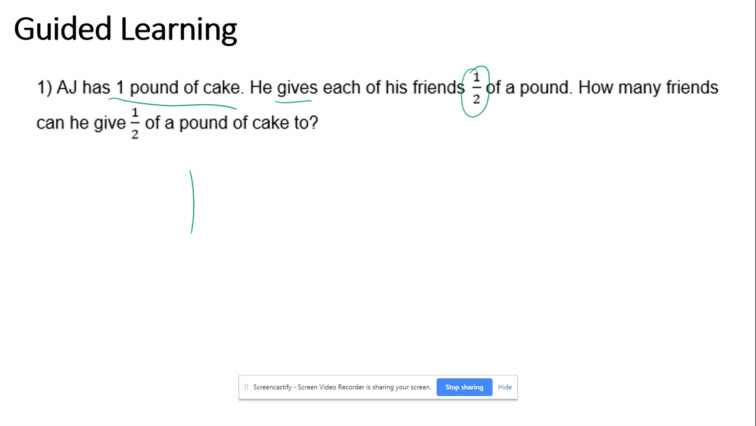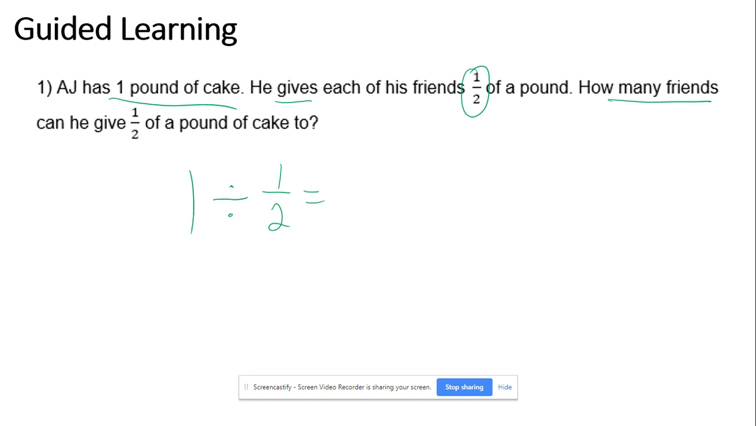So he's evenly sharing it. So we know we're dividing. And each friend is going to get half of that pound of cake. We want to know how many friends he can give that cake to. Notice you can't have a portion of every friend. You can't say, I'm going to give one half of a friend cake. You have to give 2 friends cake or 3 friends cake. So we know our answer is going to be a whole number.